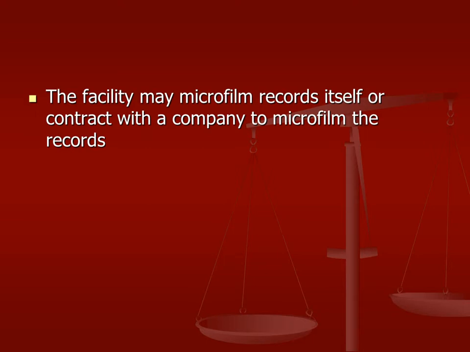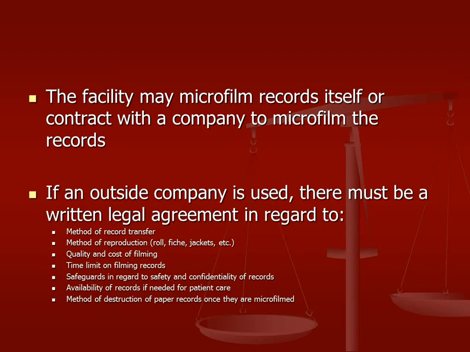If a facility microfilms records, it can do it itself, or it can contract with a company to microfilm the records. If an outside agency is used, there has to be a written legal agreement in regard to how those records are going to be transferred from the facility to the outside company. What's going to happen to them? Are they going to be put on rolls or microfiche or jackets? The demands for quality, how is the quality control going to be done? Also cost needs to be addressed.